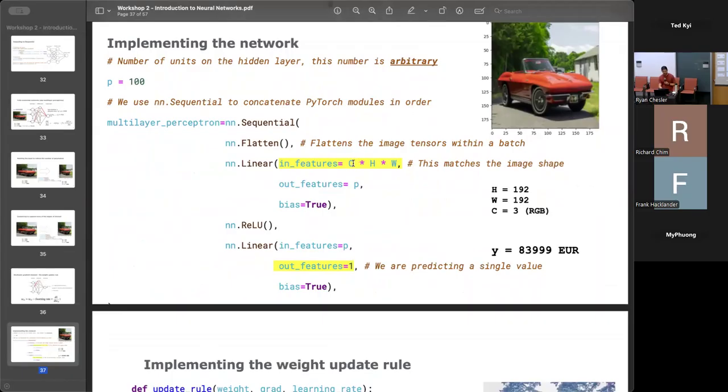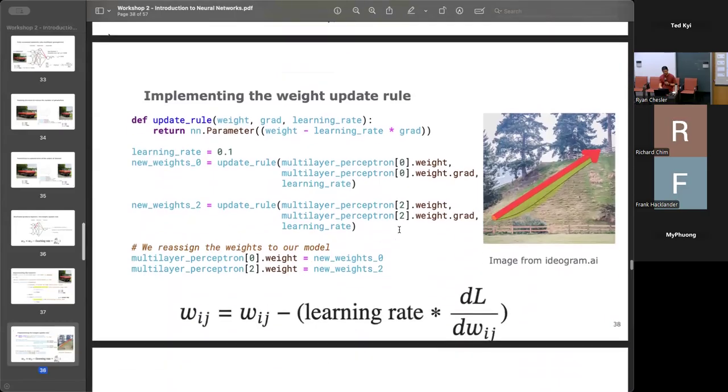So we say that we need our input to be the number of channels, which is red, green, blue, the height to be 192, the width to be 192, and then we end up with this certain size linear layer going from there to some intermediate size. And then we might go from that intermediate size back down to 1 to make it so we have some final prediction of how expensive the car is.